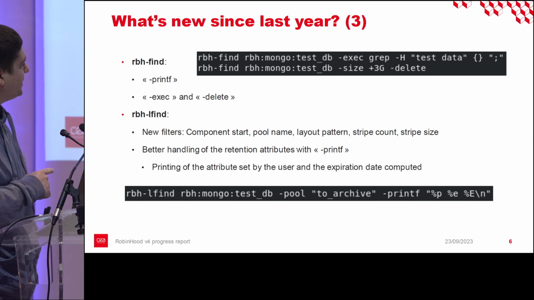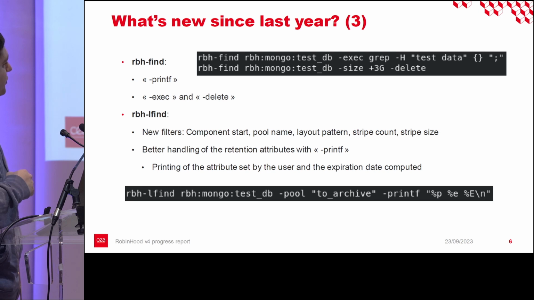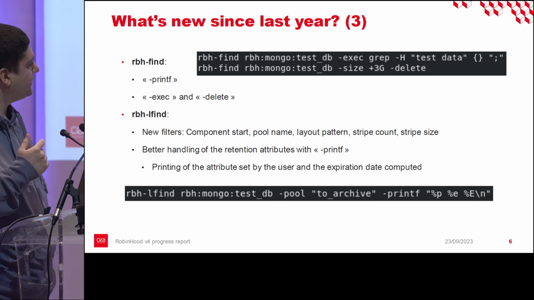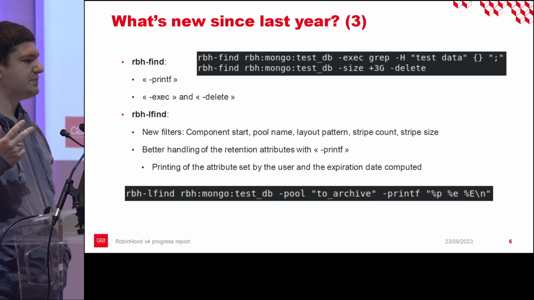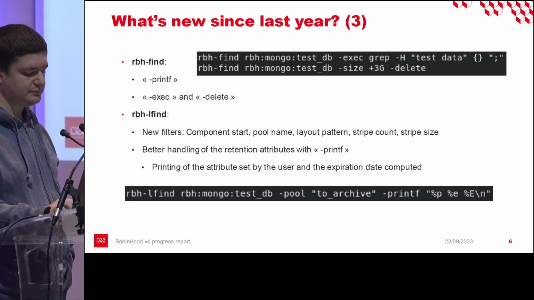For instance, you can see in the code below, we have the printf, and we then print the path, the attribute set by the user, and the expiration date all in one line.